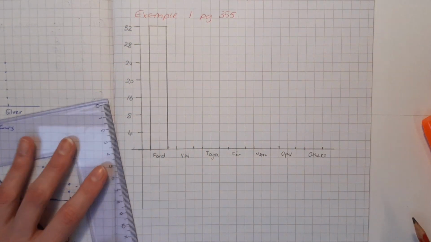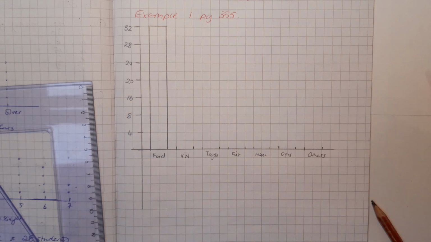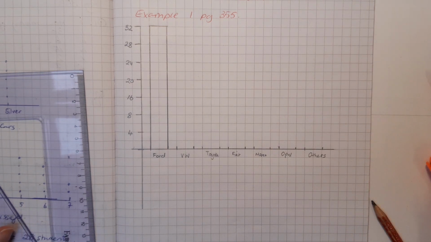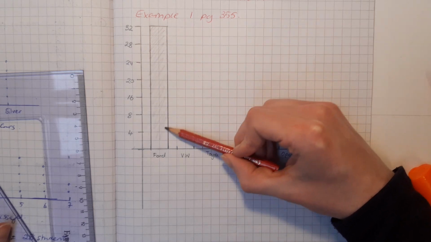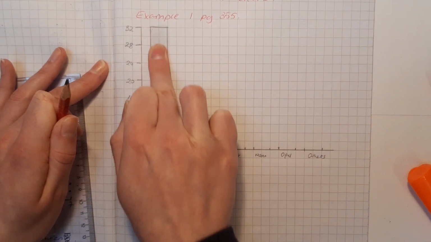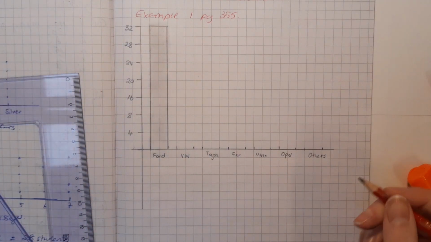Okay, so that's 32 tall. And what you'd normally do then is you get a colouring pencil or that kind of thing. Now, colouring pencil is better than marker, and you colour that in lightly. I don't have colouring pencil, so I'm using my actual pencil.